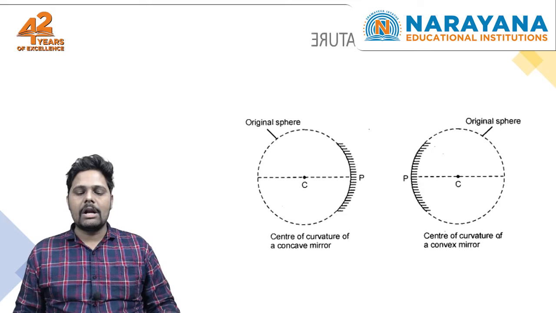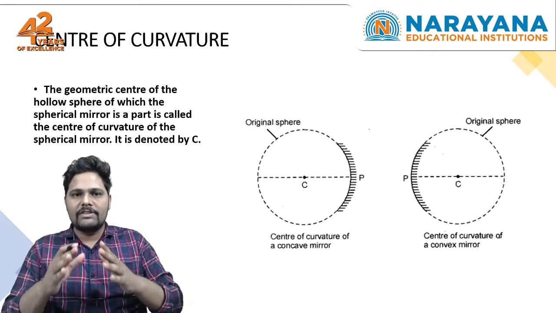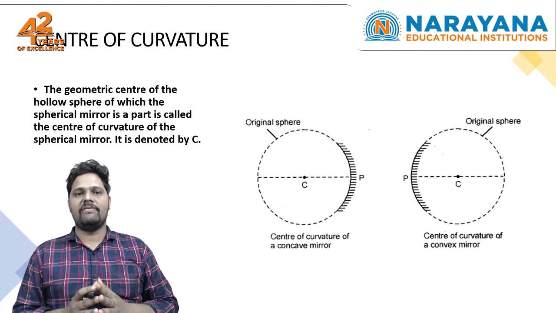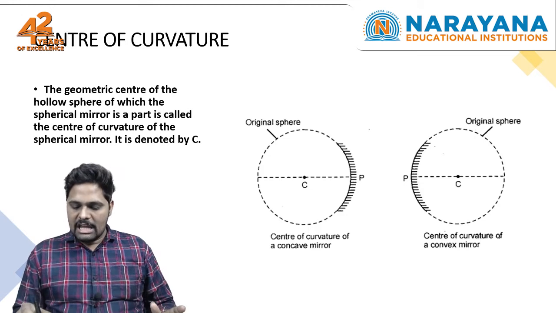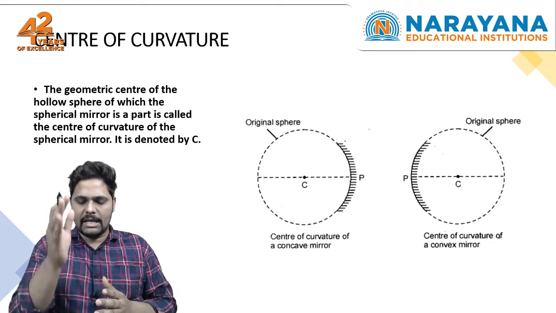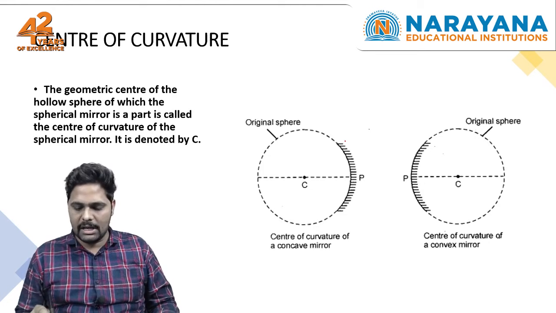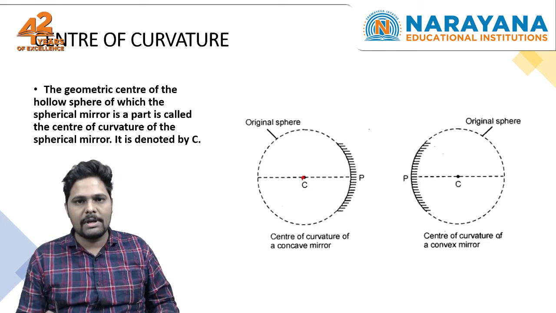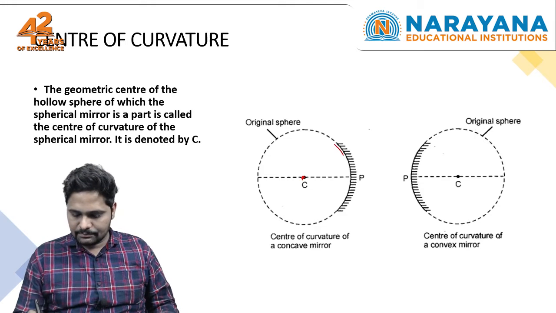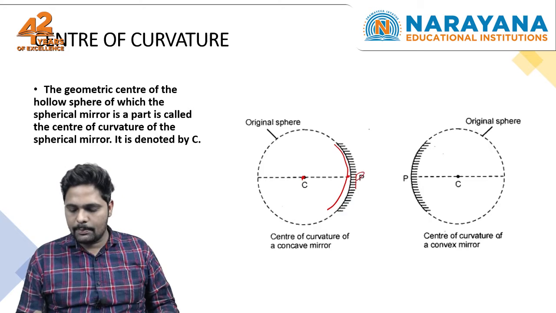Coming to the next one, center of curvature. What is center of curvature? The geometric center of the hollow sphere of which the spherical mirror is a part is called the center of curvature. Here you can see very clearly, how did we get this shape as convex and concave? By cutting the original sphere, right? So the point where the center lies for that original sphere is called the center of curvature. If this is a concave mirror, we already know the center of the mirror is called a pole.